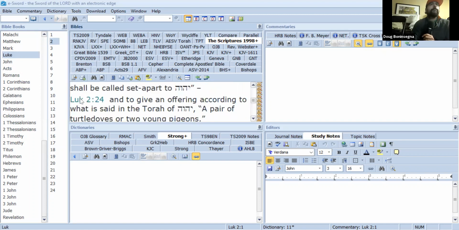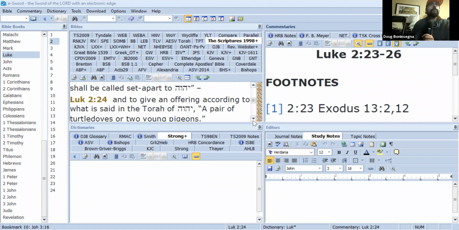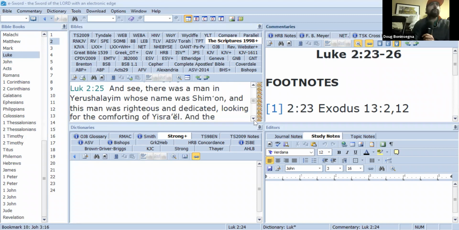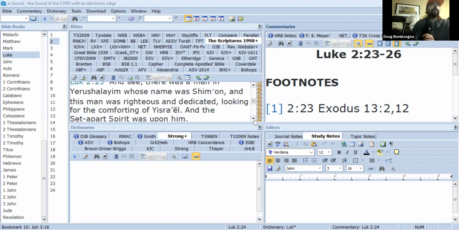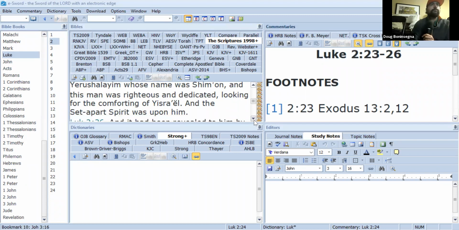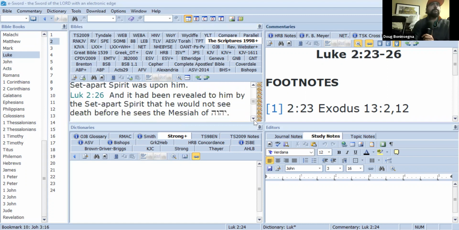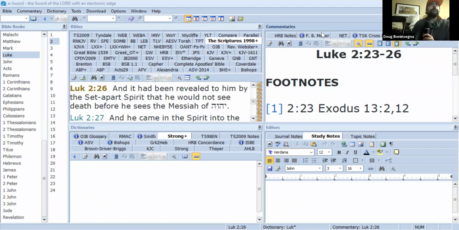And to give an offering according to what is said in the Torah of Yahuwah, a pair of turtle doves or 2 young pigeons. And see, there was a man in Jerusalem whose name was Simon, and this man was righteous and dedicated, looking for the comforting of Yahusha, and the set-apart spirit was upon him. And it was revealed to him by the set-apart spirit that he would not see death before he sees the Messiah of Yahuwah. So very interesting. Luke chapter 2 verse 24 shows that the turtle dove sacrifice is something that Mary and Joseph actually gave after the birth of Yahusha, which is interesting.